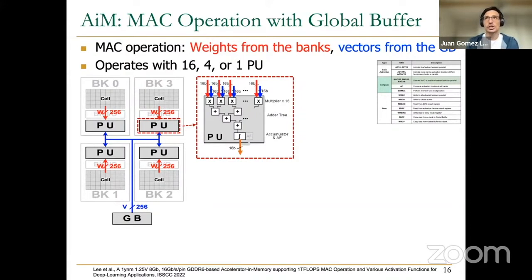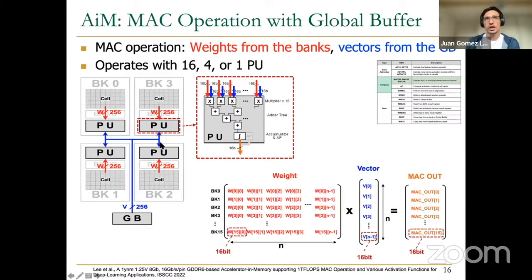The first one is using the global buffer, this SRAM-based global buffer of 2 kilobytes that we have seen in the beginning. In this mode, it's possible to operate with 16, 4, or 1 processing unit per die. And in case we choose this operation, the processing unit receives the weights from the bank, from the DRAM cells in the bank, and the vector from the global buffer, as you can see in this slide.